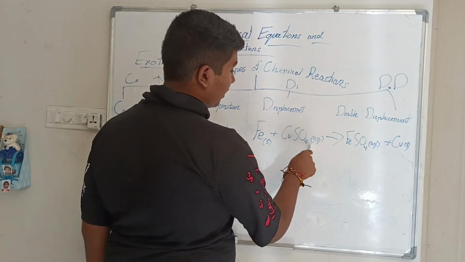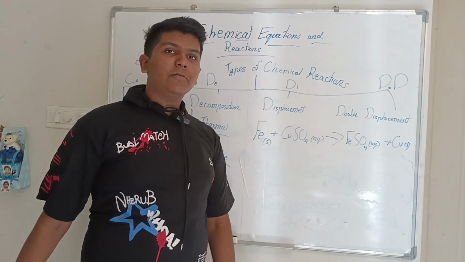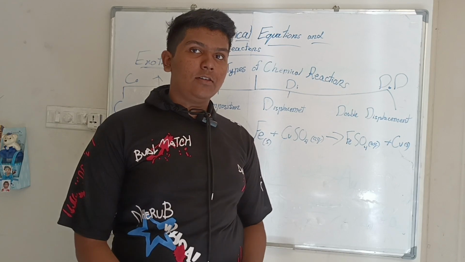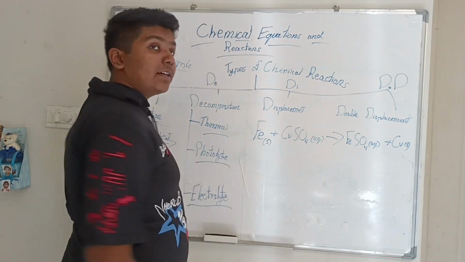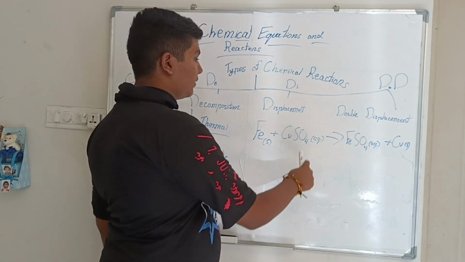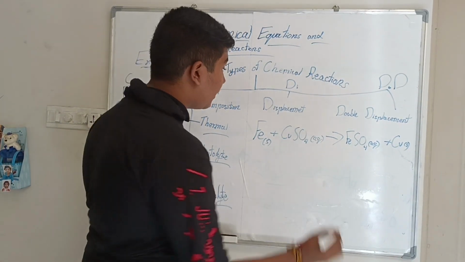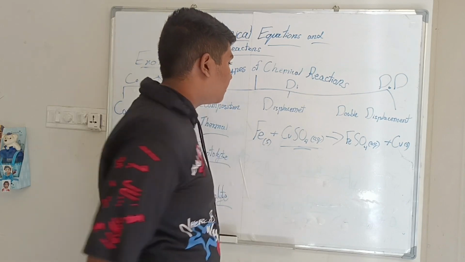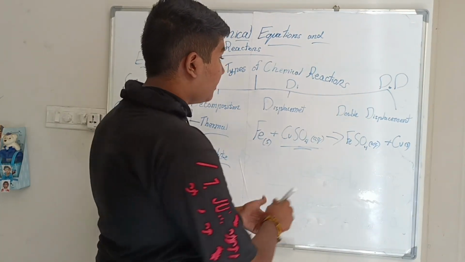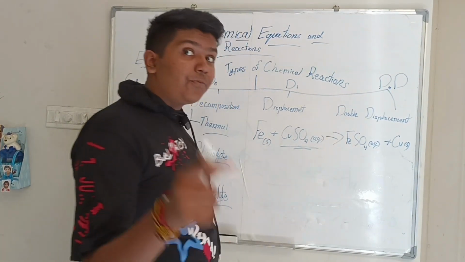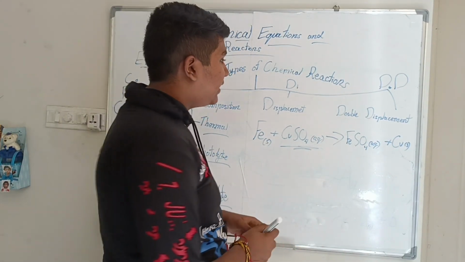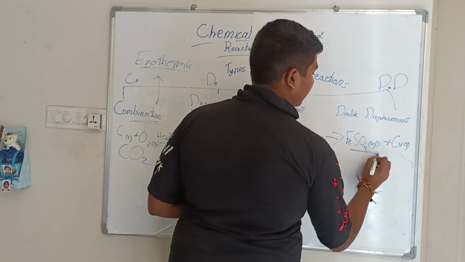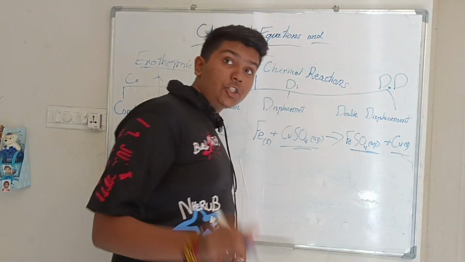Plus CuSO4. Cu is what? Cuprous or copper. So copper sulfate, which is an aqueous solution. So here we are having a solution. And after this, FeSO4, which is iron sulfate. Here also aqueous. And the remaining is copper, which is solid.